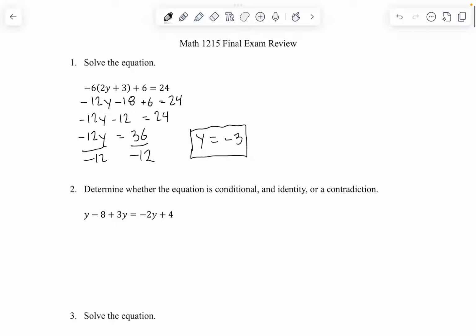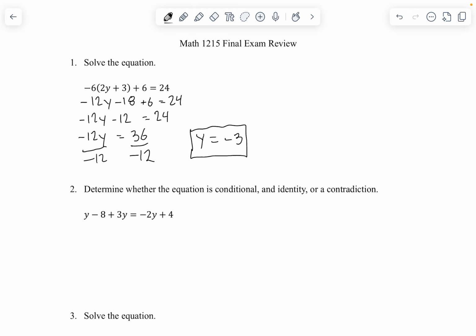Coming down here to number 2, it says to determine whether the equation is conditional, an identity, or a contradiction. Conditional would be where it simplifies down to just one solution. An identity would be where it simplifies to something where you have exactly the same thing on the left side of the equal sign as the right side. And a contradiction would be where the two sides of the equal sign are different, right? So you have something equals something else that's not equal to it. Conditional means one solution. Identity would mean an infinite number of solutions. And a contradiction would mean the equation has no solutions.